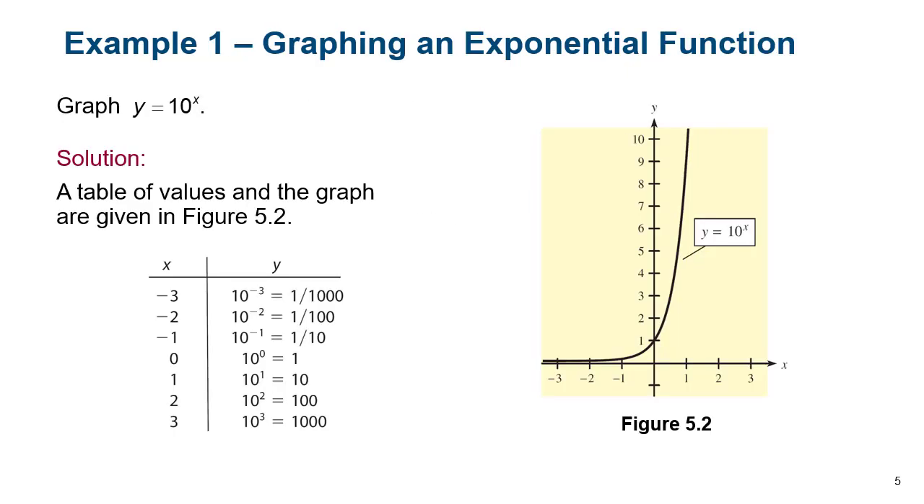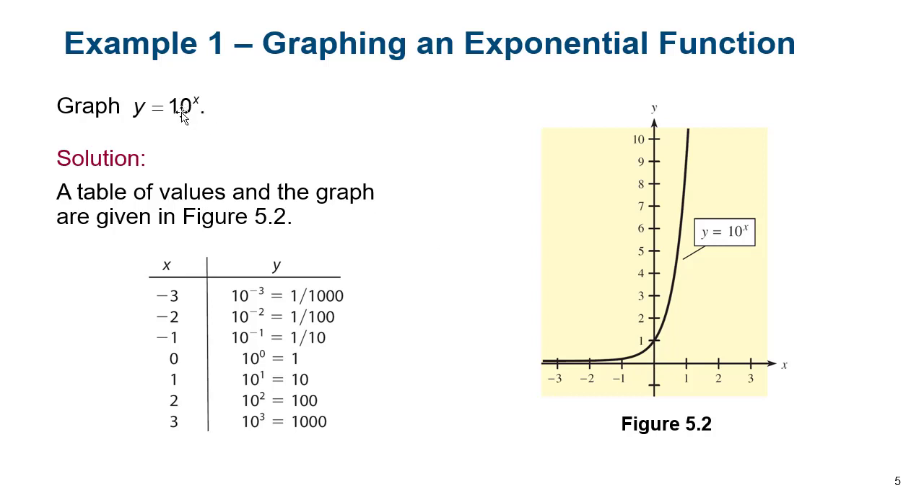If we were to graph something like 10 to the x, 10 being what we call the base of the exponential function, you can see that as we have different powers of x, we're basically just getting different powers of 10, right? 10 to the negative 3 is 1 over 10 cubed, which is 1 over 1,000, and so forth, till we get to 10 to the 0, which is 1, and then 10 to the 1, and so on.